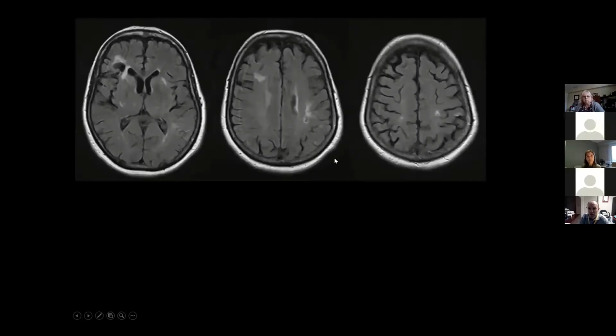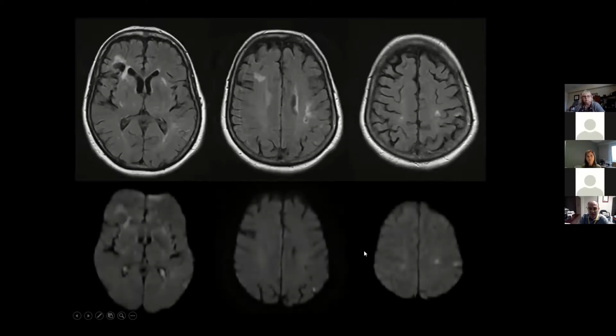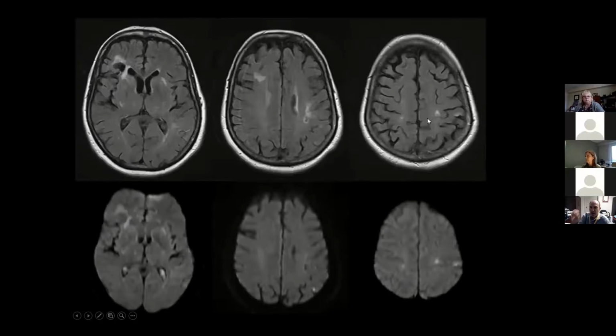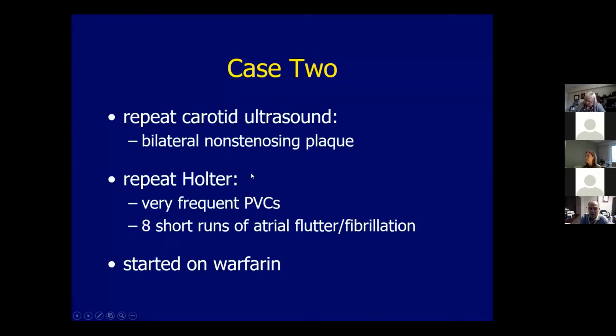So here's her MRI again. And this time we see, again, this is old. But down here, we see a little speck here and here and here. So she's thrown another clot that's broken up and gone into the MCA again. And we investigated her again. Her ultrasound was fine, but her Holter did show 8 runs of atrial flutter fibrillation. So we started her, this was a while ago, we started her on warfarin.